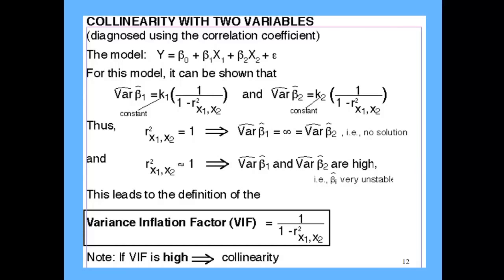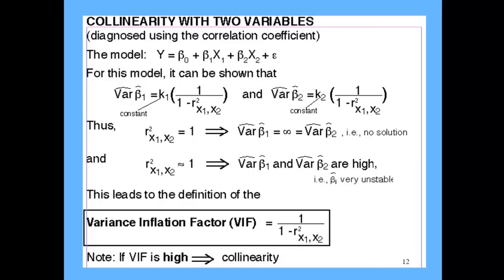It blows up. Okay? If it turns out this correlation was approximately 1, but not equal to 1, close to 1, then you have 1 over 1 minus r squared, which is 1 over something close to 0, but not exactly 0, and that's going to be high. So you're going to get a high variance for both of these estimates. And that means if you have this high correlation and you only have 2 variables in the model, you've got a collinearity problem. You've got a model that's unstable.